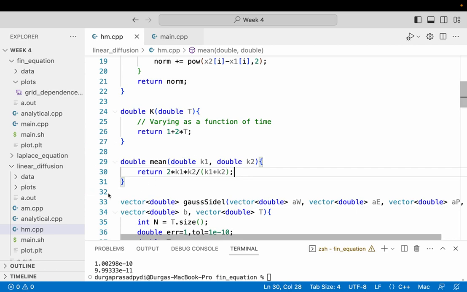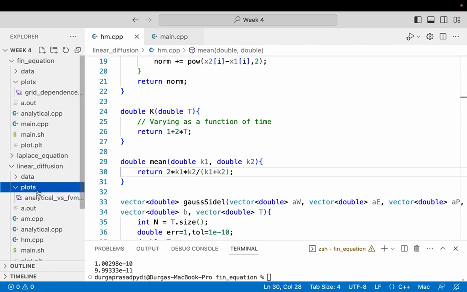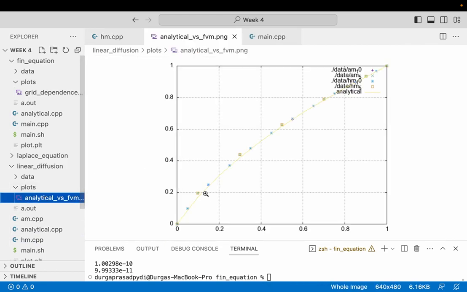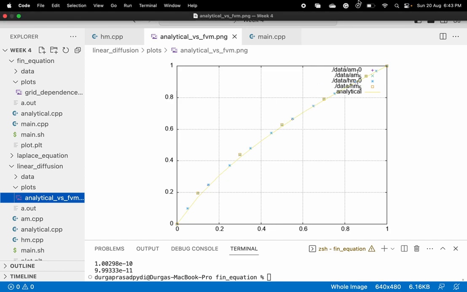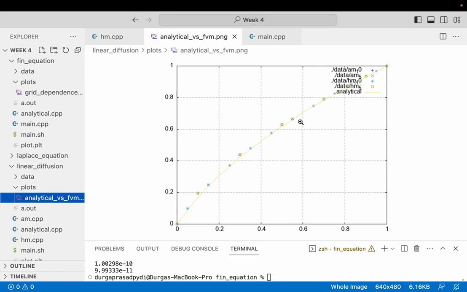I have run the solution already, so maybe I can show you the solution directly. That can be solved analytically. I have compared the solution from the finite volume method with the analytical method, and both of them are agreeing well with each other. You can see that here. So this is for the case of linear diffusion.